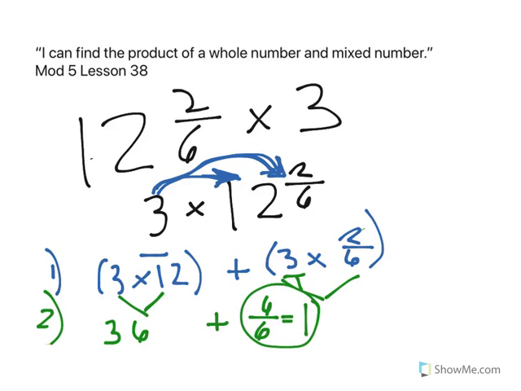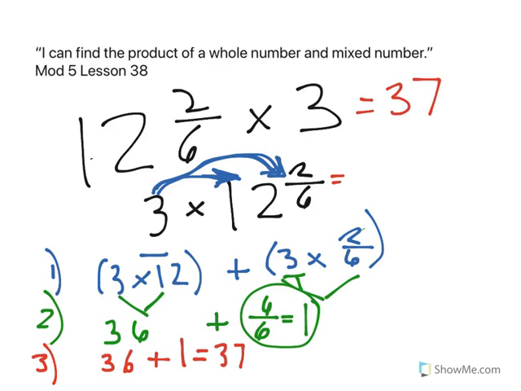So now step 3 is to add the two parts together. 36 plus, am I going to add 6 over 6 or I'm going to add 1? I'm going to add 1. And it equals 37. So this one would also equal 37. So 12 2/6 times 3 equals 37. Or 3 times 12 2/6 also equals 37.